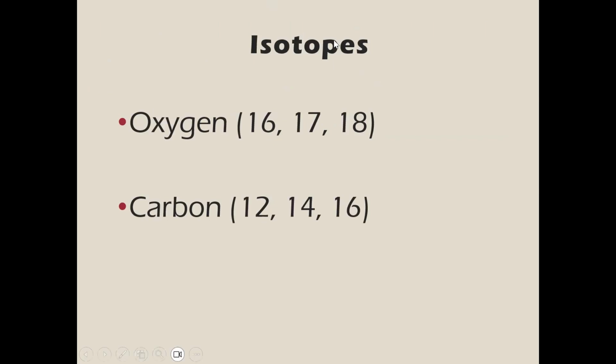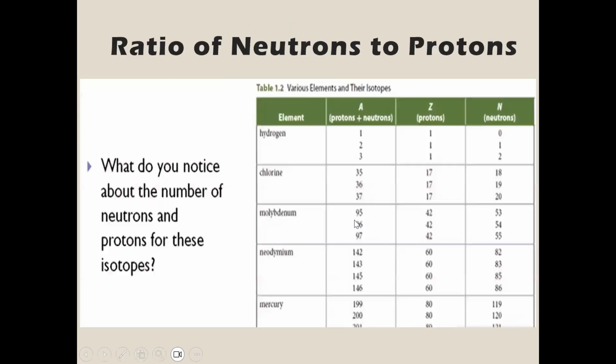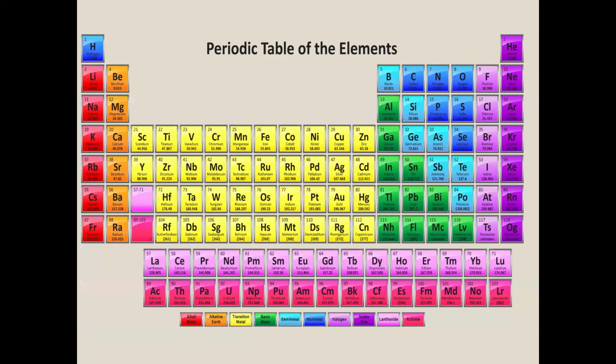Other examples of isotopes are oxygen. Oxygen has 3 isotopes, with atomic masses of 16, 17, and 18. Carbon has 3 isotopes, 12, 14, and 16. So the ratio of neutrons to protons: as we can see, as the protons increase in isotopes, the neutrons increase much more. These are our other examples of isotopes.